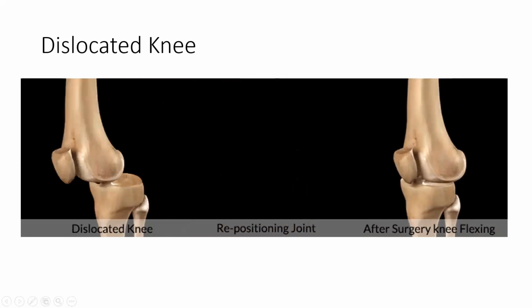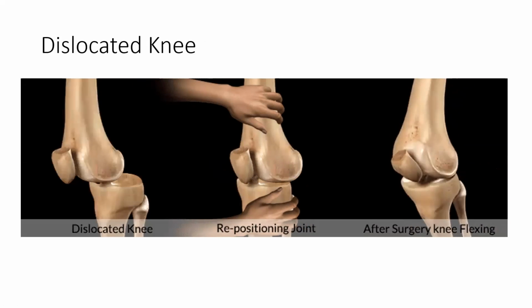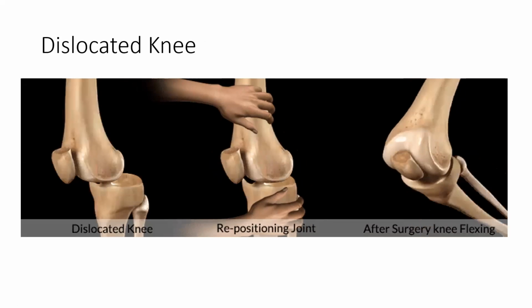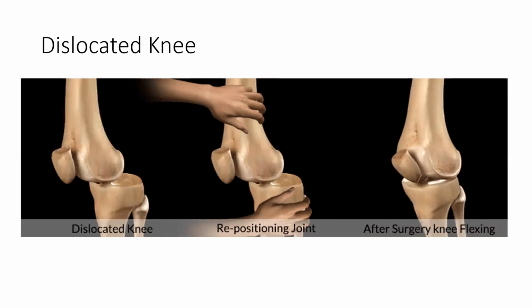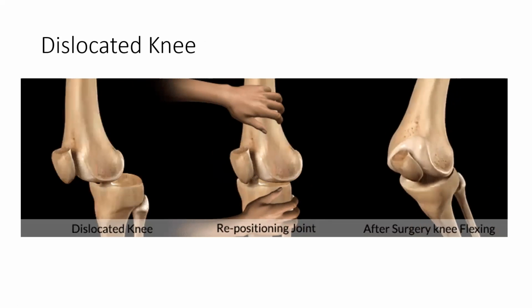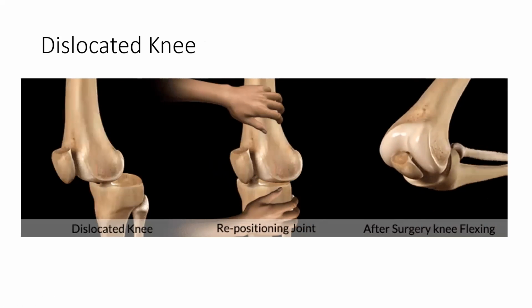When we dislocate our knee, it pops out of alignment. We can reposition the joint. It may need surgery to be fixed, but it can pop back in place, we'll see.